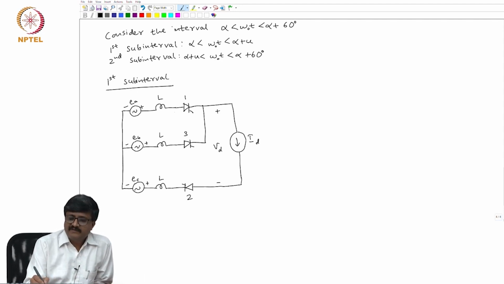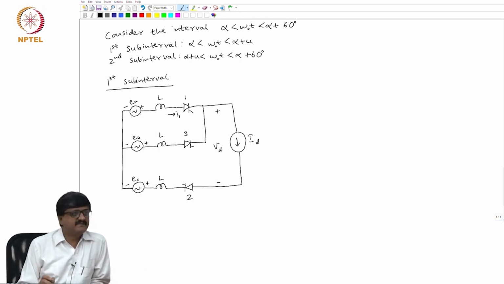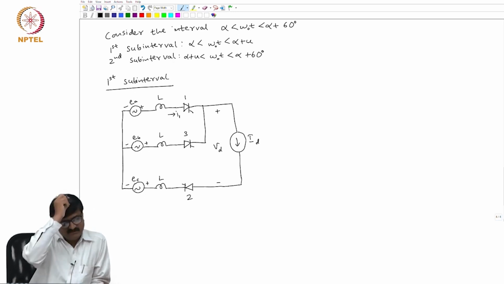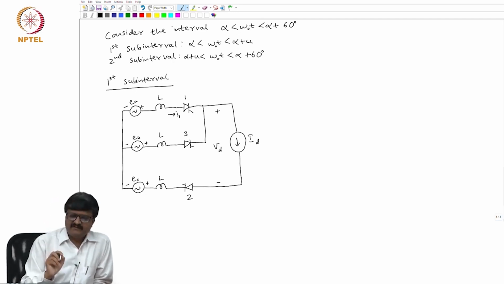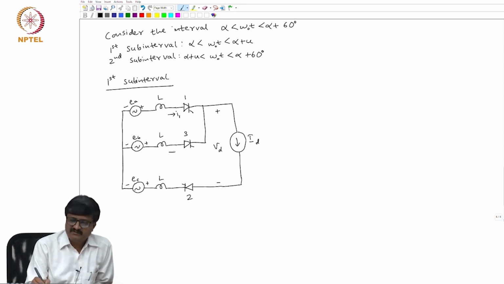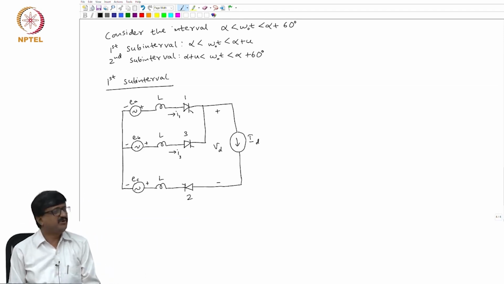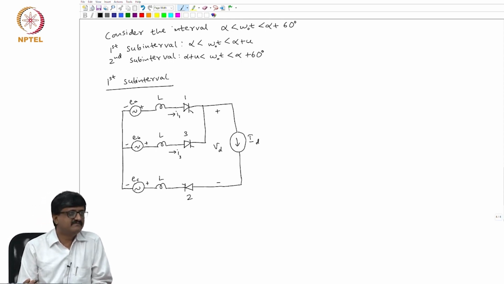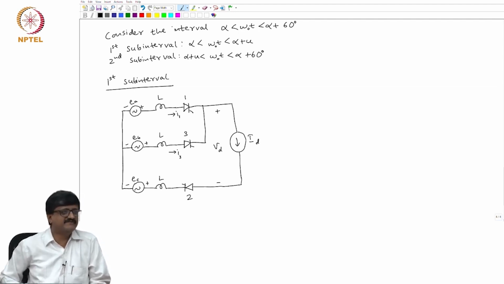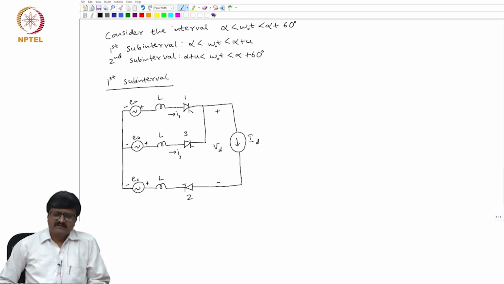Now, let me take the current through valve 1, say I1. I1 is the current through valve 1. I will always show the current through a valve as the one which is flowing from anode to cathode. Similarly, I will also show I3. What about I2? I2 is ID. Please note the current flowing through valve 2 is ID, so I need not give a separate notation for that.